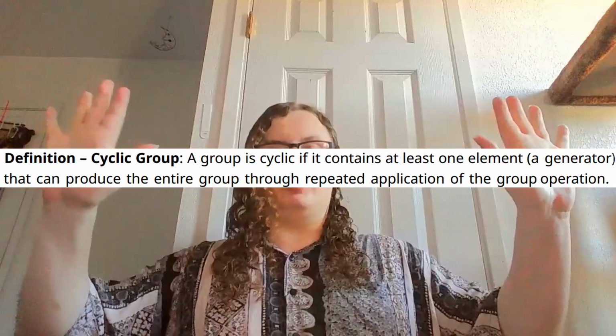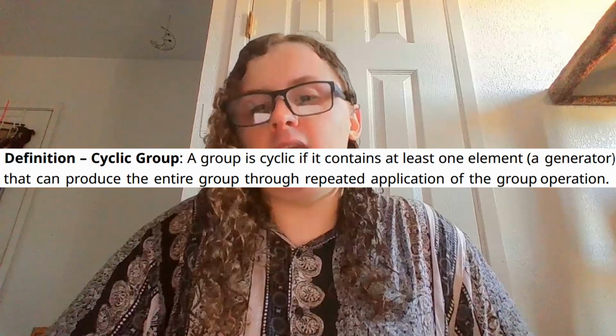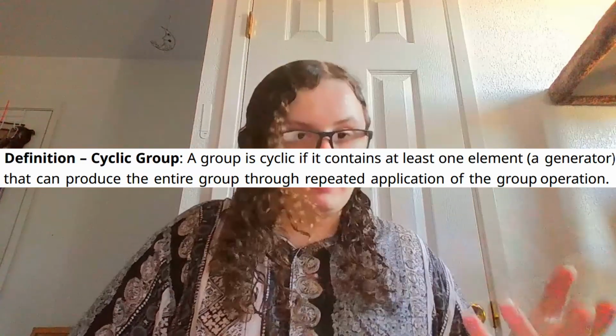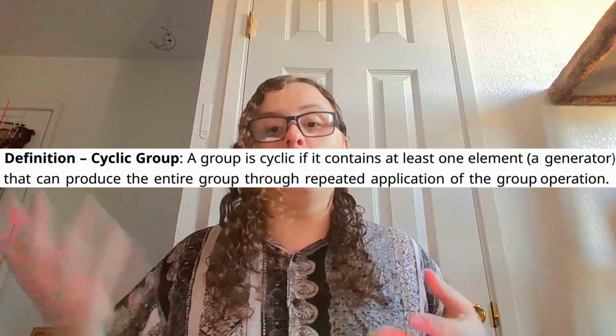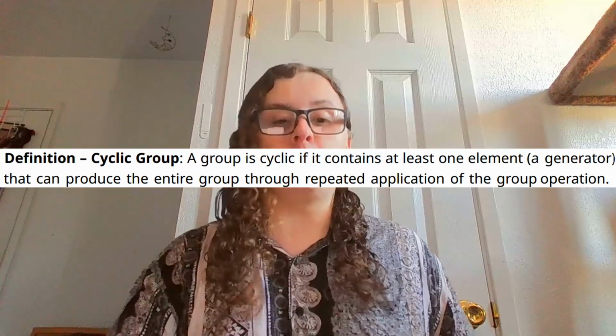So here's our next formal idea. A cyclic group. A group is cyclic if it contains at least one element, a generator, that can produce the entire group through repeated application of the group operation. In Z5, 1 is a generator, but so is 2.